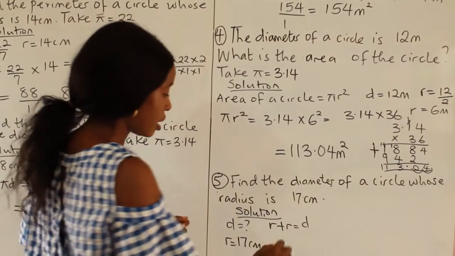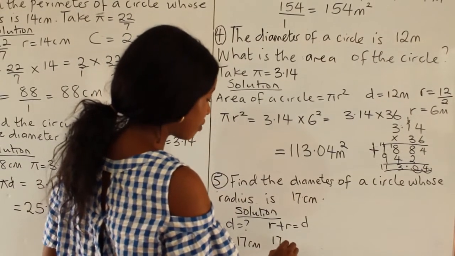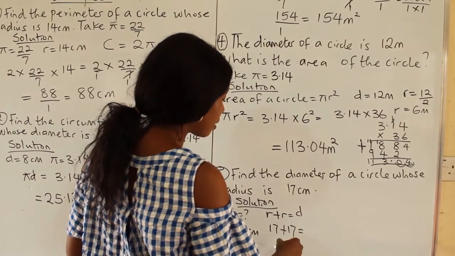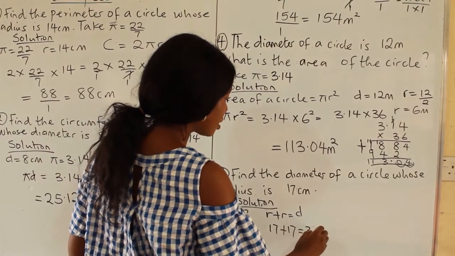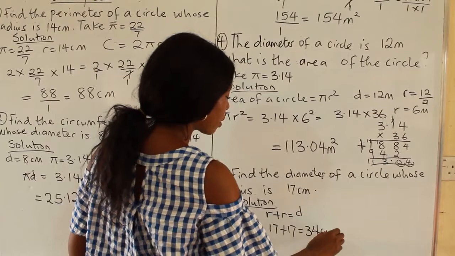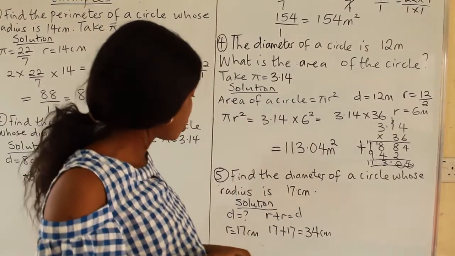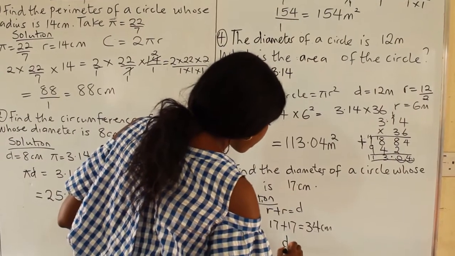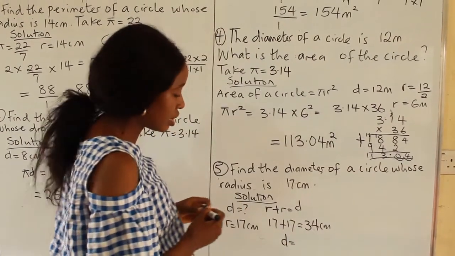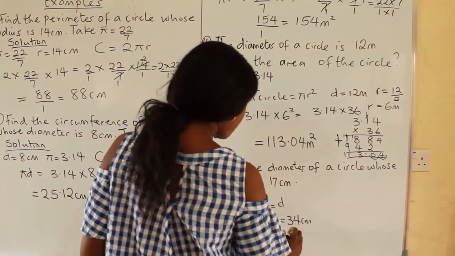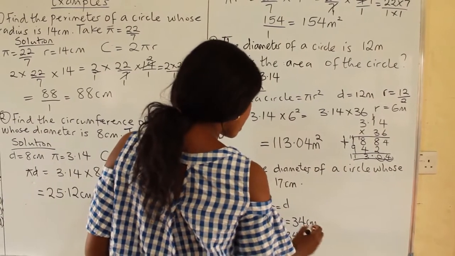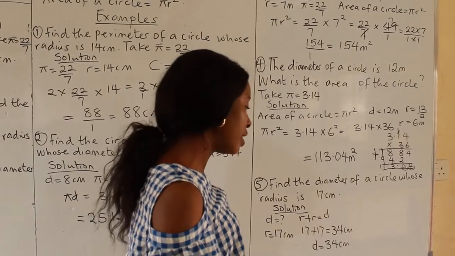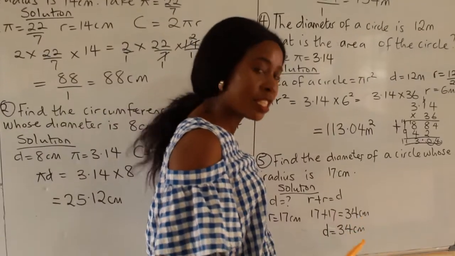So to get our diameter, we add 17 plus 17, and we will have 17 plus 17 is equal to 34 centimeters. So the diameter of this circle, whose radius is 17, is 34 centimeters.